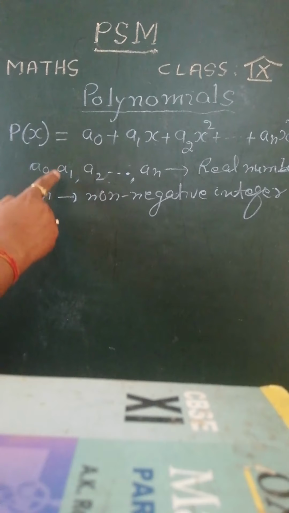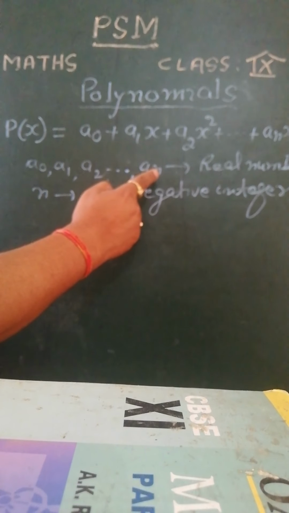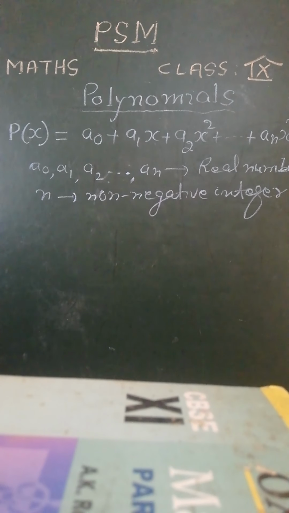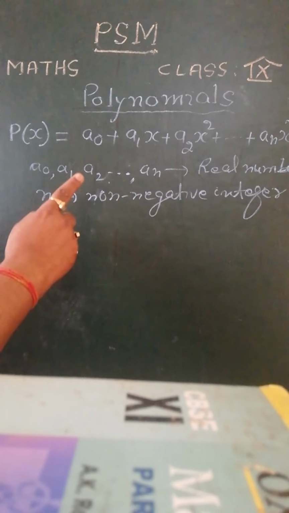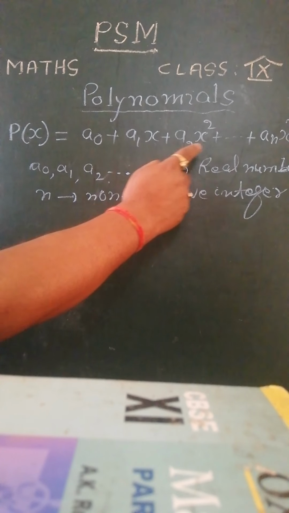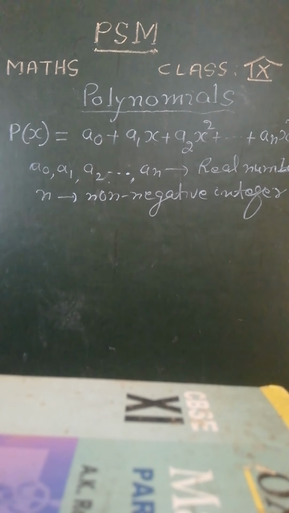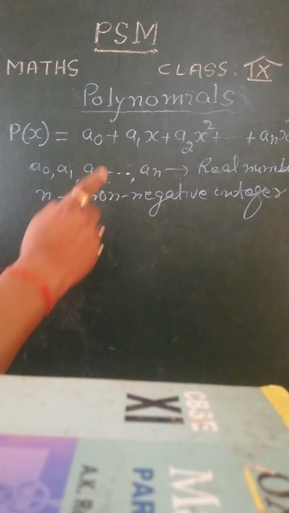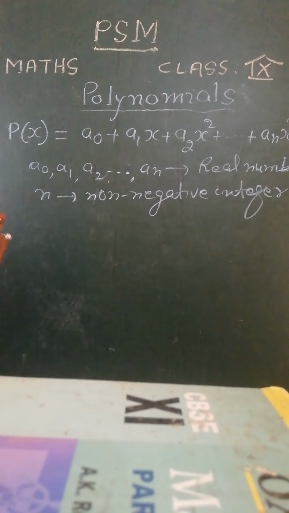So if a0, a1, a2 dot dot dot an are integers, then p(x) is said to be a polynomial over integers. But here we are discussing polynomials over real numbers. These are the coefficients of this polynomial, and these are real numbers. But the powers of x should not be negative integers, they should be non-negative integers. Then we can say that the function is a polynomial.